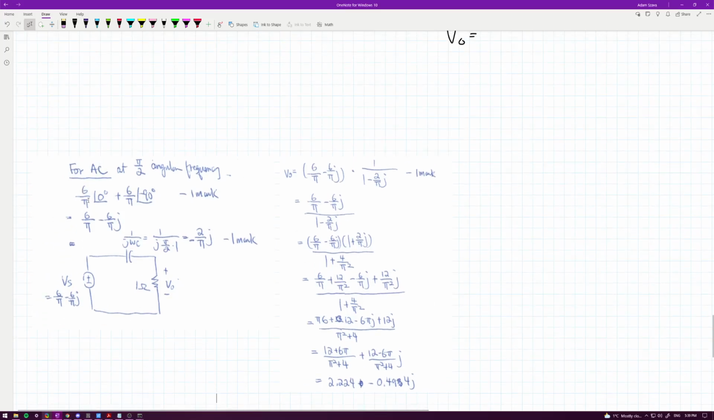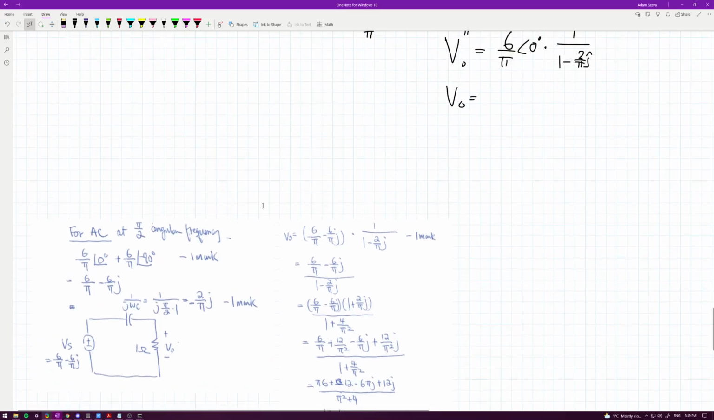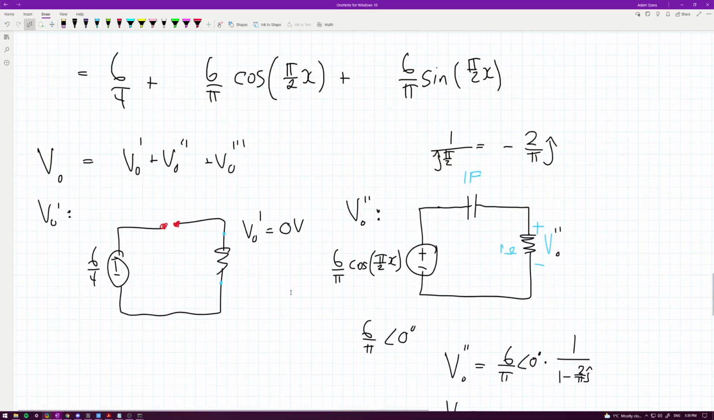I think I know what they're saying. So, you know how it says 6 over pi angle 0 plus 6 over pi angle negative 90? Yeah, so the 0 one, I believe that's probably for the cos one, and then the negative 90 is for the sine. I see. That makes sense. They're doing both processes in just one step. So you don't have to do that, but they're doing a smart thing.